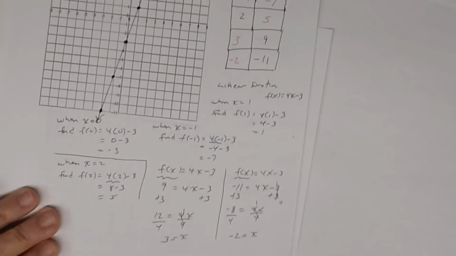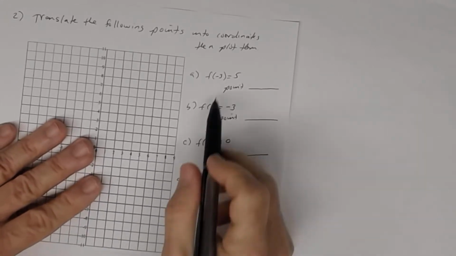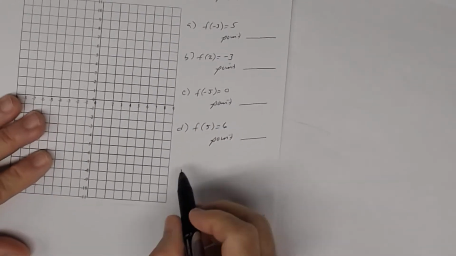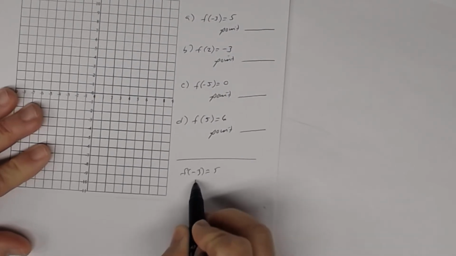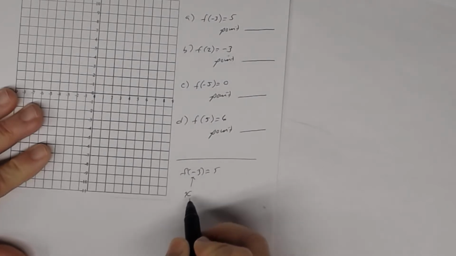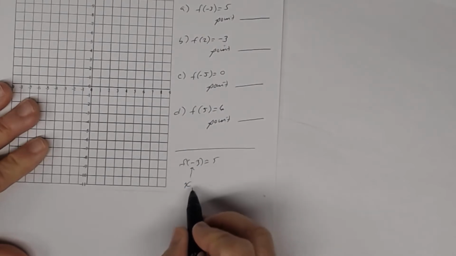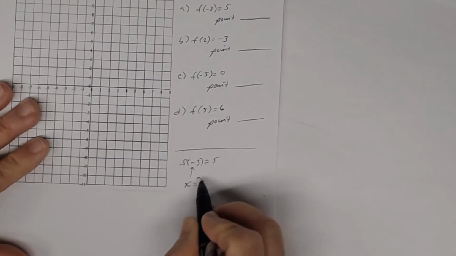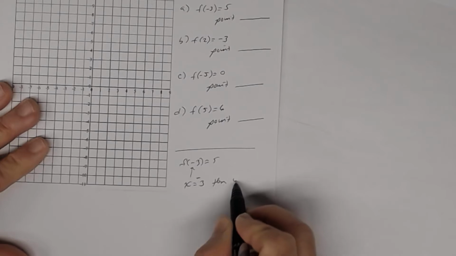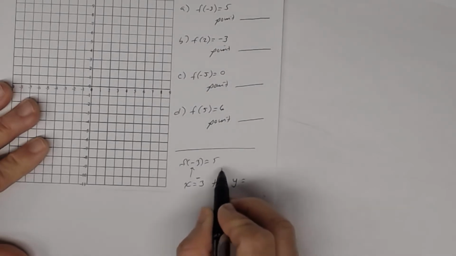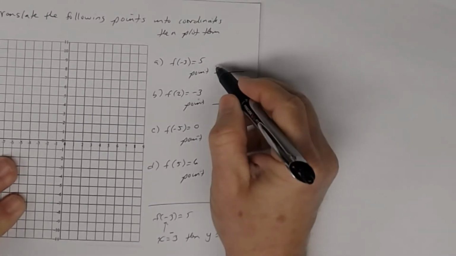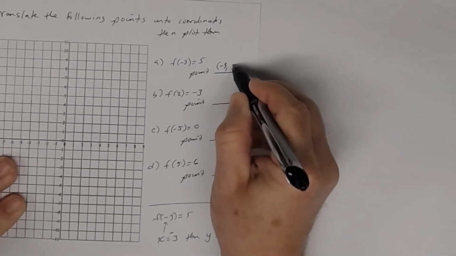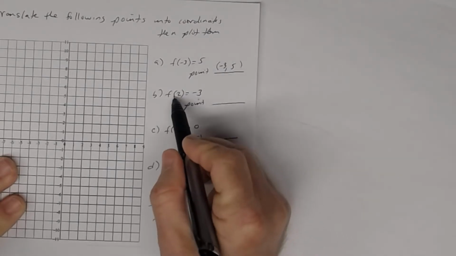All right, so that means when we go to this one now, f of negative 3 equal 5. Remember, f of negative 3. So this negative 3 is in the x part. So f of x, x is negative 3. Then y equals what? When x is negative 3, then y equals 5. And so therefore x is negative 3, y is 5. And so you'd say your point is negative 3 comma 5. And the same thing here. So this is your x.